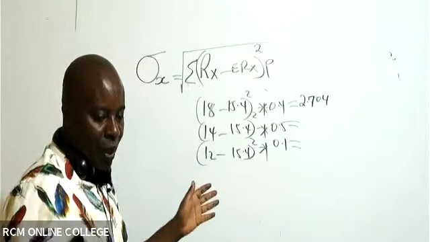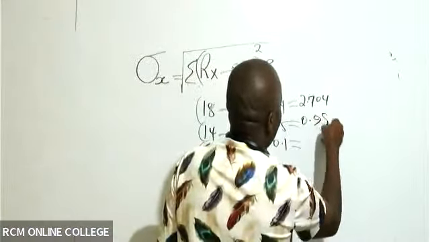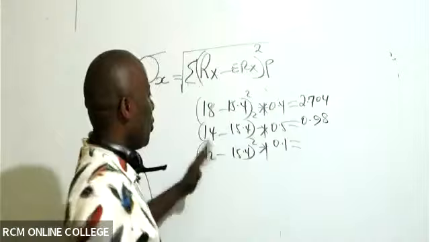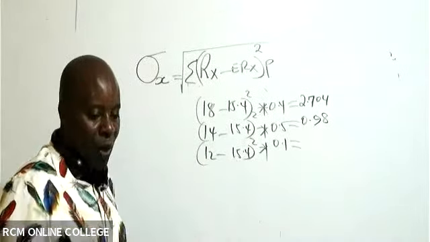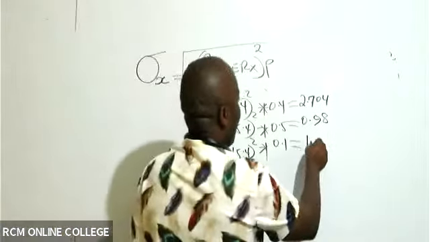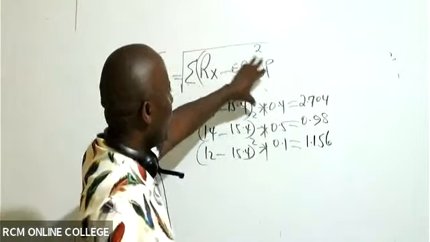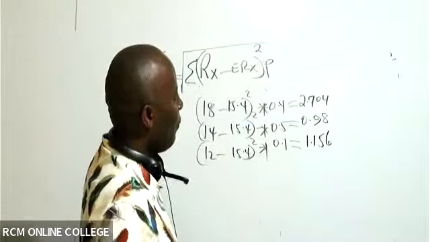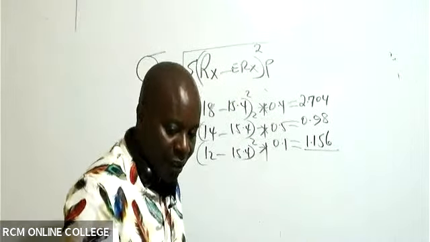Aha, we go to the second one, 0.98. So we have here 0.98. We go to the third one. Third one, open brackets, 12 minus 15.4. You square times 0.1. 1.156. And then you can see this summation now. These ones here, all of them to be summed first. So you come and sum the three.